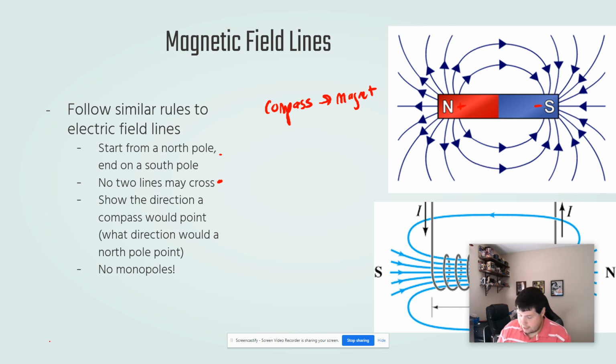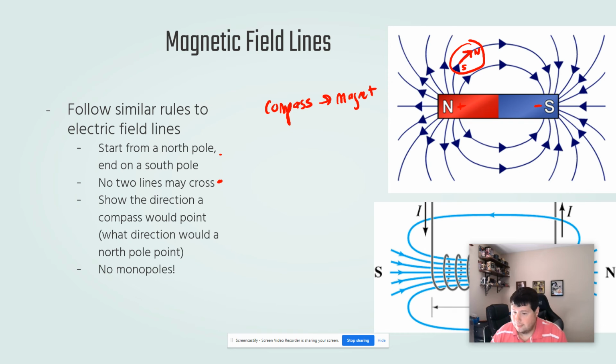So if you have this magnet here and you put a compass right here, that compass would point along the direction of that field line. The reason is that the south pole of this compass will be attracted to the north pole of the magnet, and the north pole of the compass will point away because it is repelled by the north pole of the magnet. So a compass is just a magnet, and it is able to show you the direction that a magnetic field line would point.